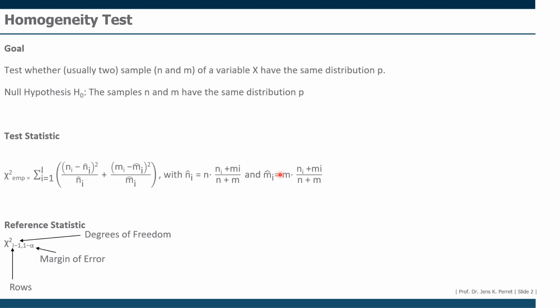We could just add one final comment: whether we do a homogeneity test or a test of stochastic independence, regarding the final test statistic and the reference statistic, it will turn out exactly the same. So it's just a slightly different perspective we take, whether we're conducting a homogeneity test or a test for stochastic independence.